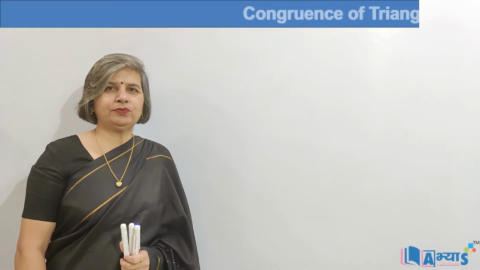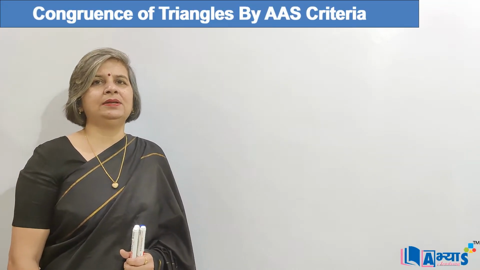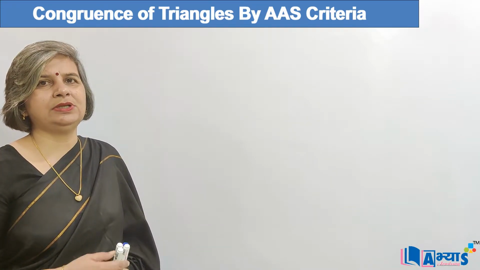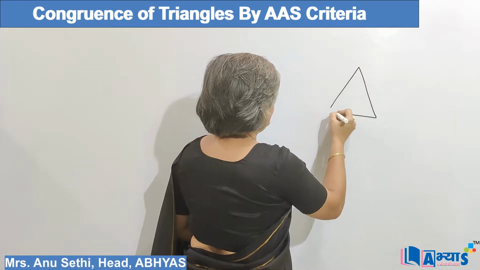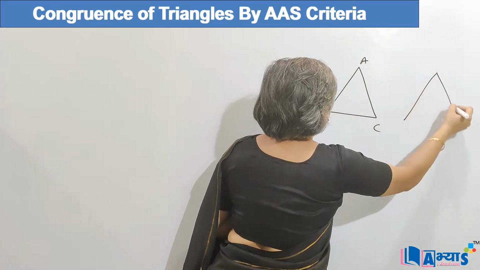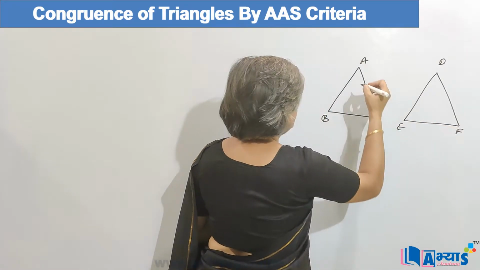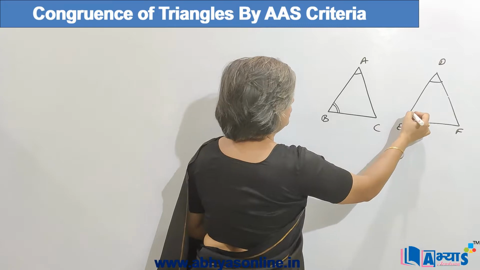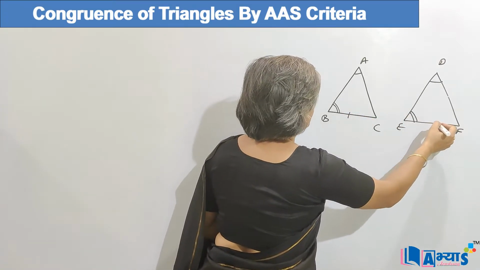Discuss the congruence of two triangles using the AAS criteria. That means angle and the side that is not included in these angles for the congruence. For example, if we are given two triangles ABC and DEF such that angle A is equal to angle D, angle B is equal to angle E, and the non-included side, that means BC is equal to EF.